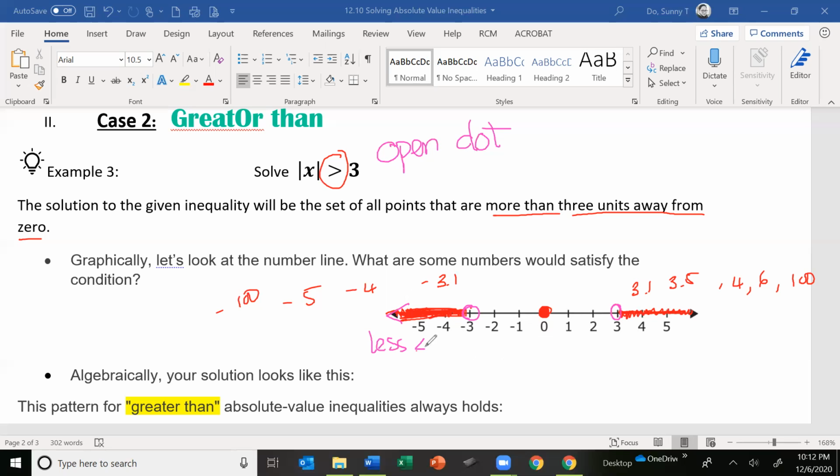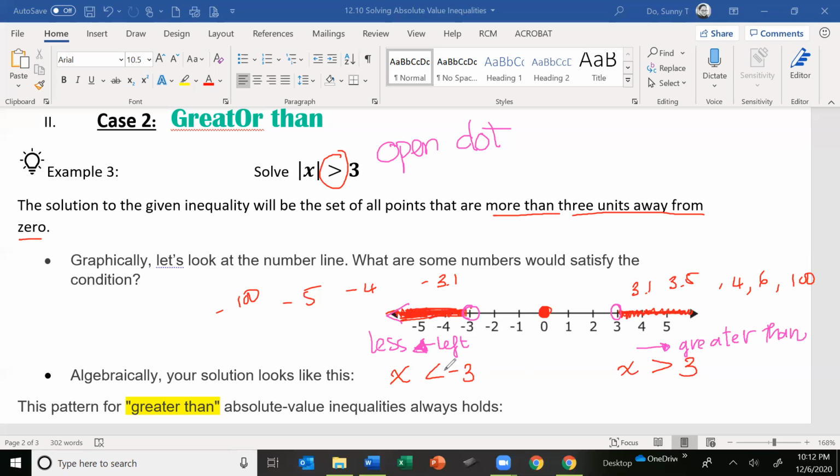Remember, less than, like this, means pointing to the left. Point to the left means less than. Clear? Point to the left means less than, point to the right means greater than. Point to the right, the numbers get bigger, so we have greater than. So how are we going to represent this, you ask? x is going to be less than -3 because it's to the left of -3, and on the other side we have x greater than 3, including all the numbers bigger than 3.